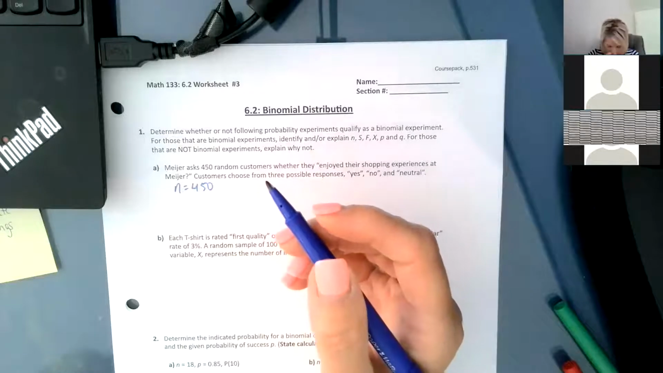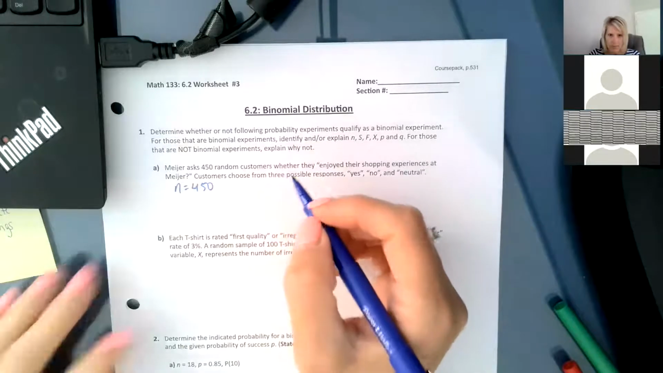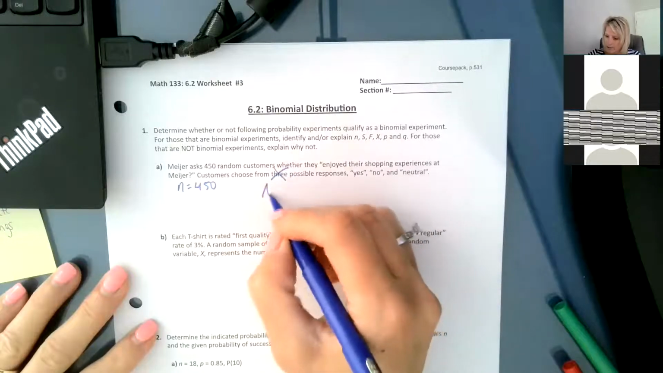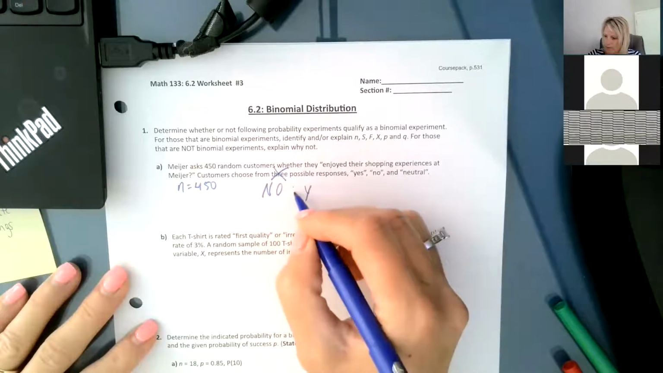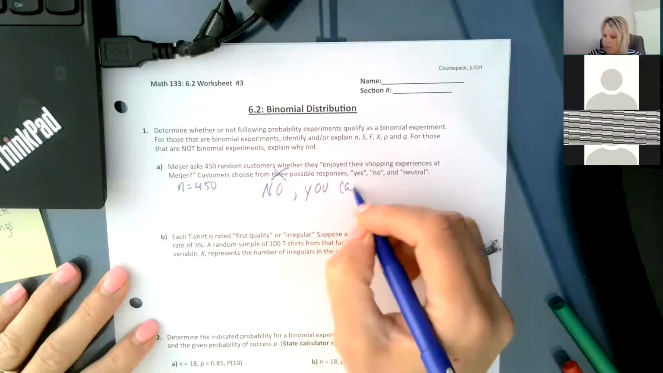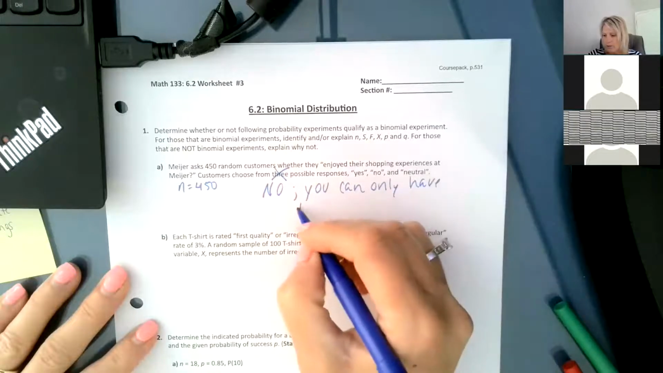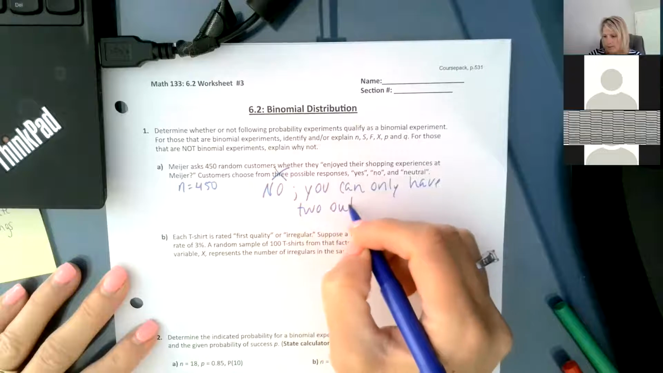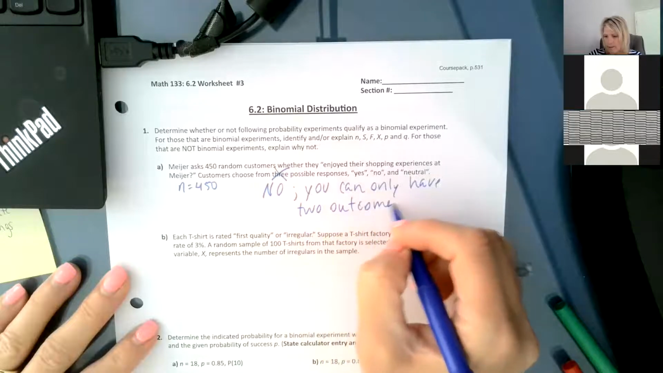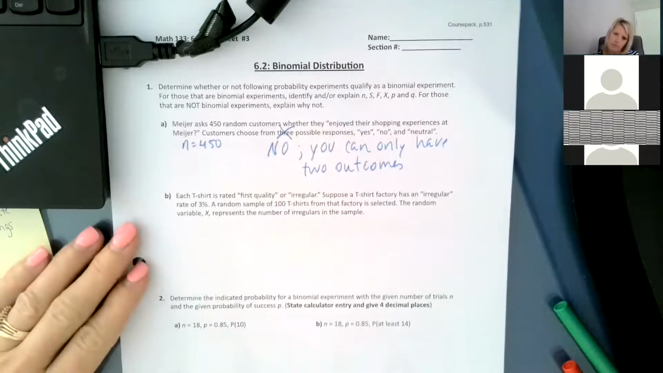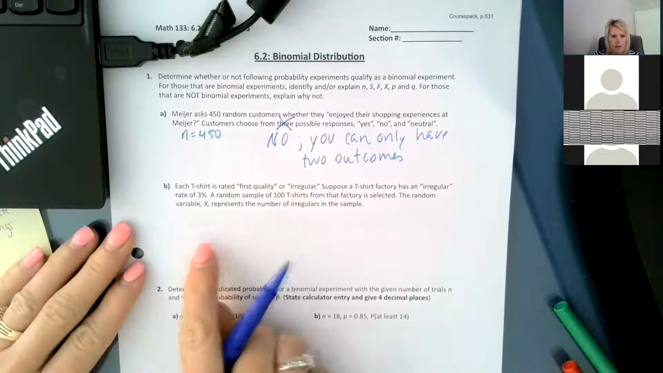Success or failure, that's not going to work because there's 3 possible outcomes. So it's a no. You can only have 2 outcomes. So that makes this not a binomial distribution or a binomial experiment. Okay, let's look at B.